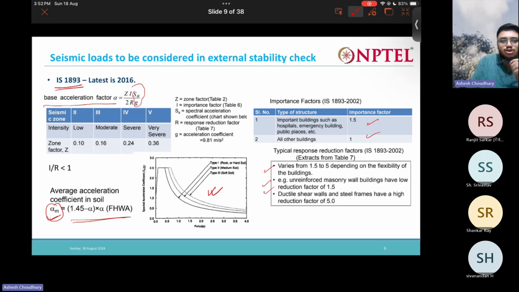Sir has solved some problems in the class, where he has shown some examples of how to calculate using the seismic loads. Following that, you try to incorporate the seismic loads and try to solve those problems again by yourself. We will see that later.